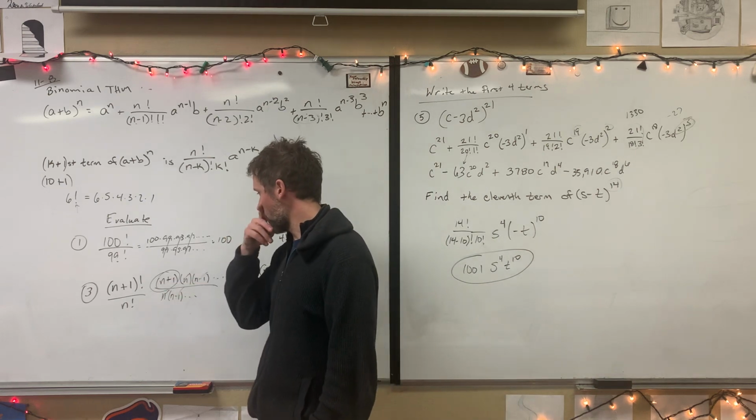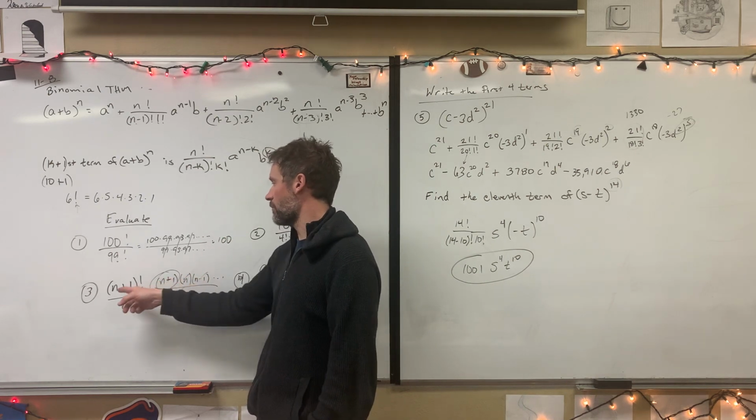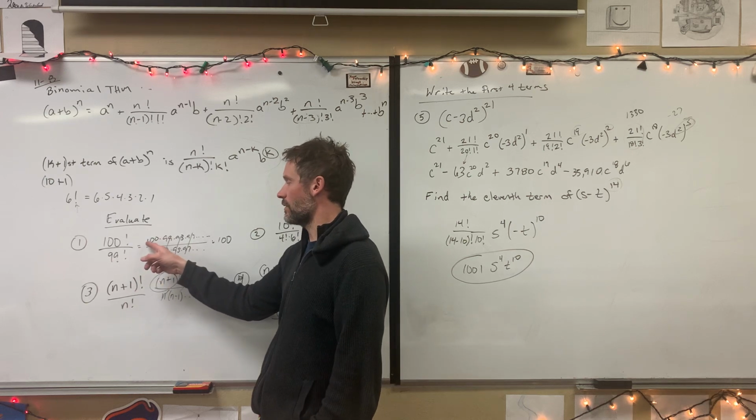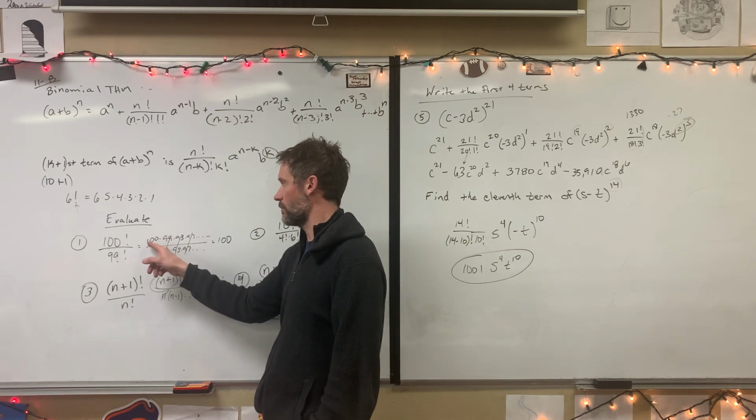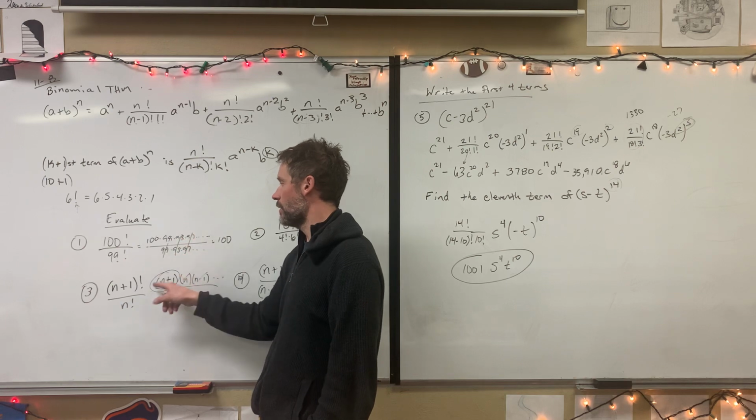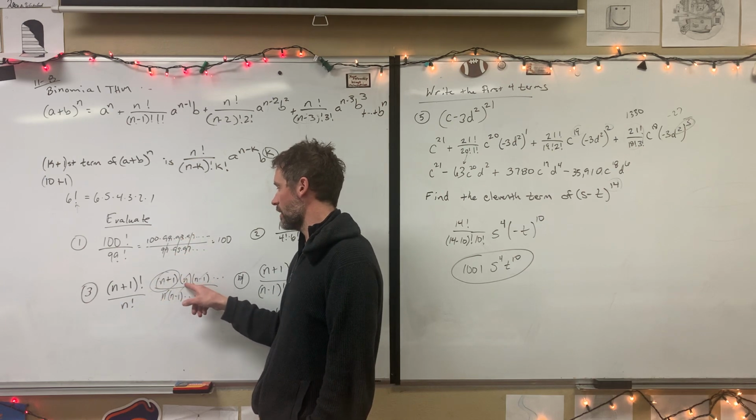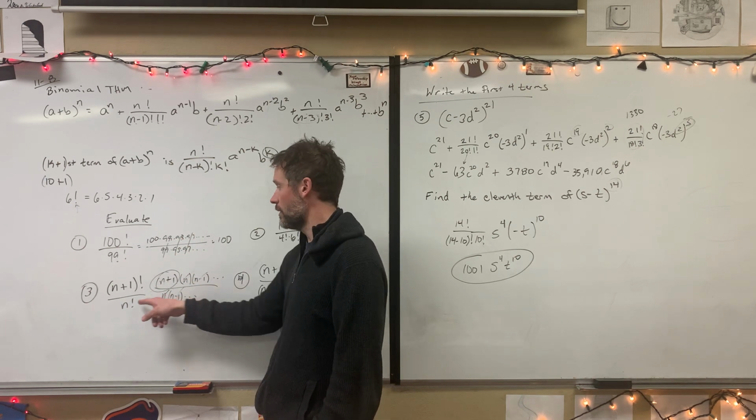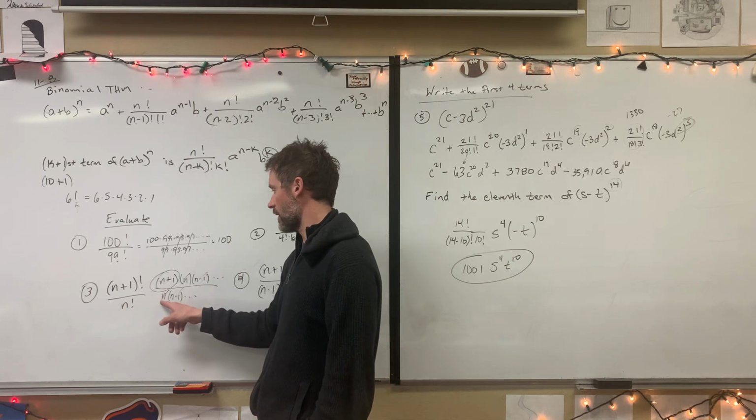Number 3 was the variable n. So we said, n plus 1, remember you're reducing. In factorial, it starts with the first number and then reduces it by 1 every time. So n plus 1 reduced by 1 is n, and n reduced by 1 is n minus 1. So n factorial is the same as n times n minus 1 factorial, so those all cancel, just like we did up there.